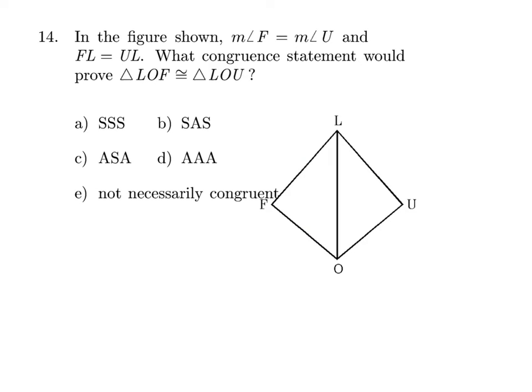All right, in the figure shown, measurement angle F is equal to measurement angle U. And FL is equal to UL. What congruent statement would prove LOF is congruent to LOU? And I have a reflexive property here. And that's all the information I could extract. So I have ASS, that's a bad word, not allowed. So these are not necessarily congruent.